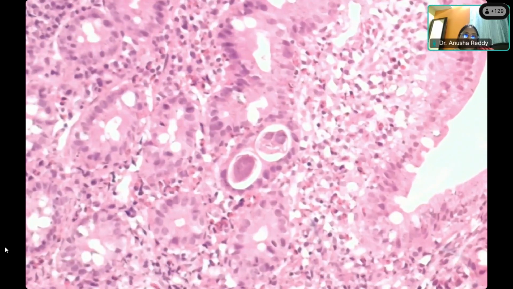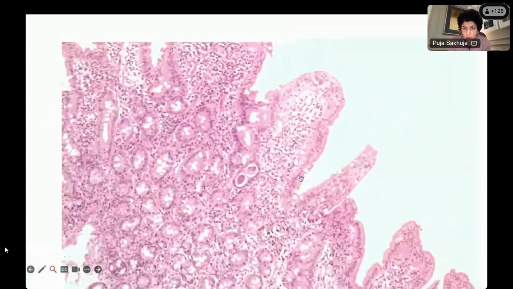Okay, so this is duodenum, with a marked increase in eosinophils here also. And these helminthic structures are actually in the crypt. They are not in the lamina. If you zoom in, then you see they are in the crypt. Now these are Strongyloides, larval forms of Strongyloides.